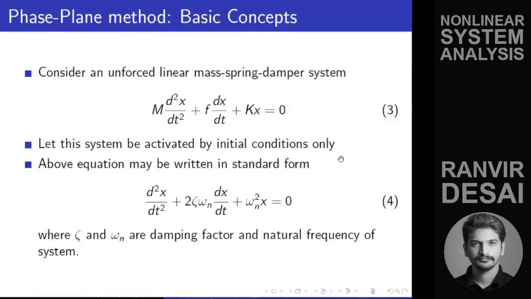Now this above equation may be written in the standard form. A standard form for the second order system is this: d2x by dt square plus 2 zeta omega n dx by dt plus omega n square x is equal to 0. This is the standard form for a second order system, where omega n is the natural frequency and zeta is the damping factor.